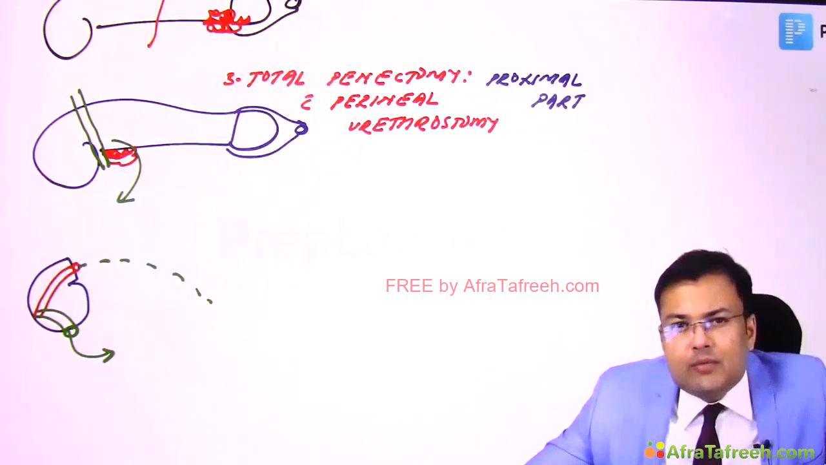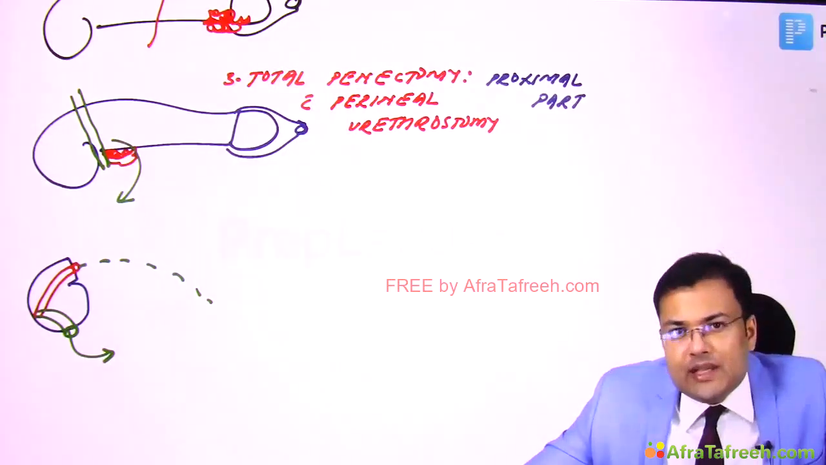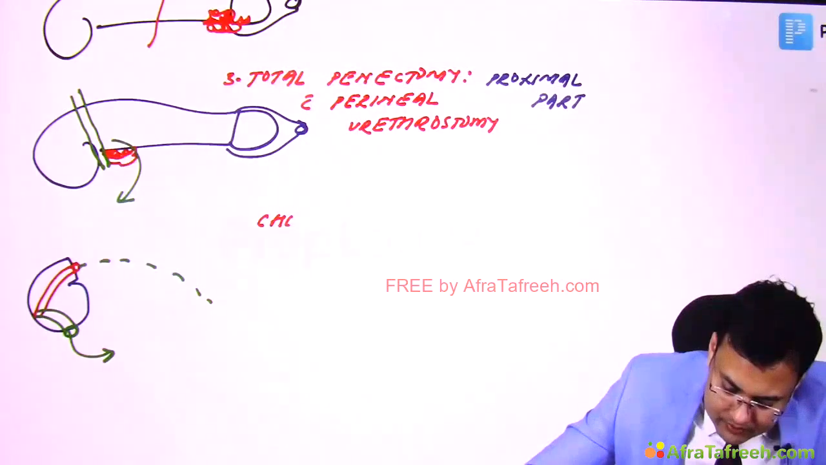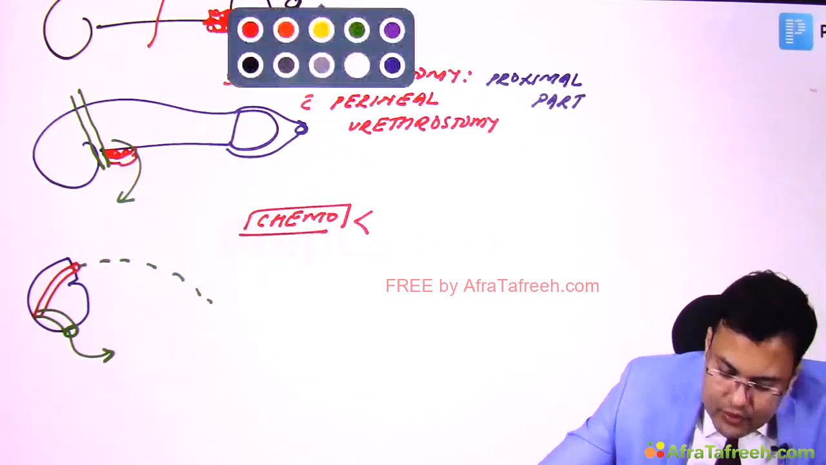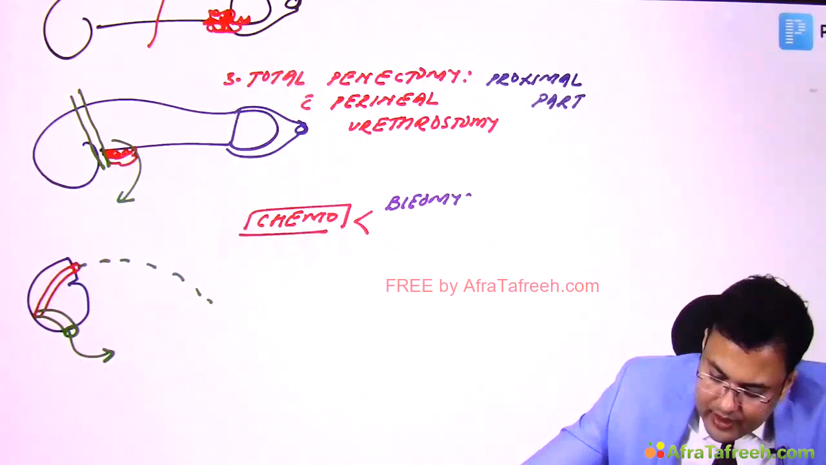Next, what are the chemotherapy agents which are used in carcinoma penis? So we use bleomycin and cisplatin. Okay, so the chemotherapy agents used, we use bleomycin and cisplatin.